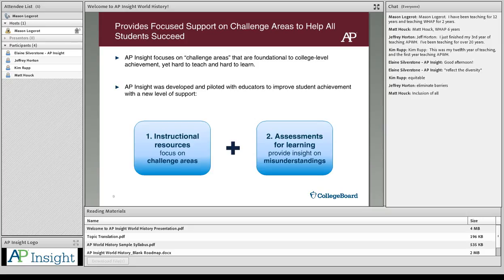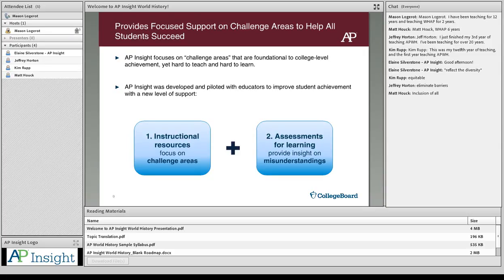plans that you can use in your class, activities that you can use with students, and also have come up with assessments for students to use throughout the year to help with learning and to help you see what students have learned, what they haven't, and look at their progress throughout the year.